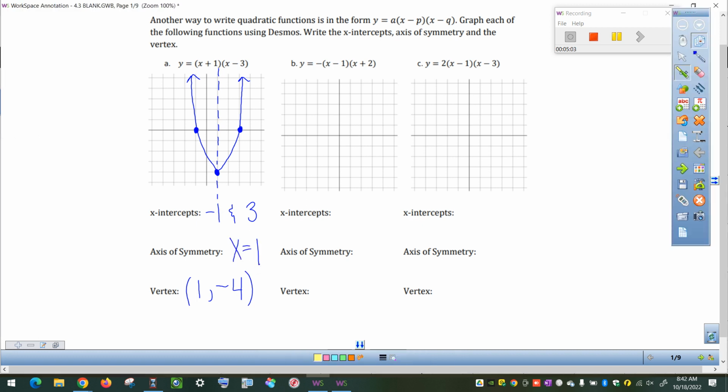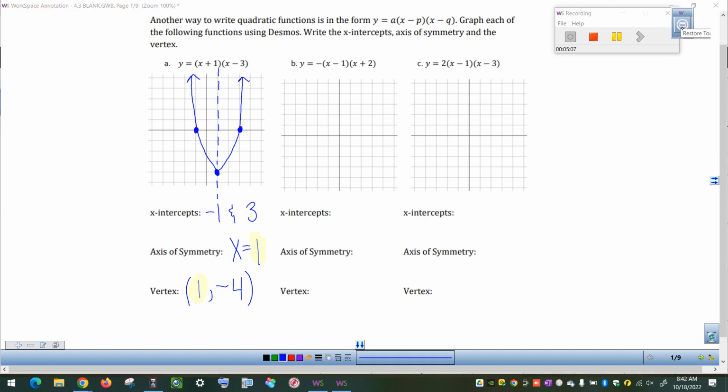And notice, just as we saw last week, the number in the axis of symmetry equation, that x value, is really just the x value of the vertex.